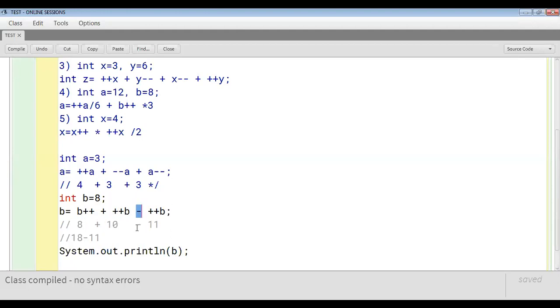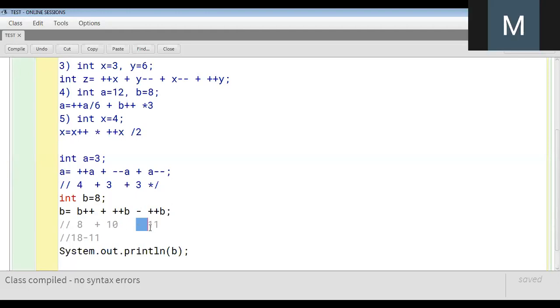And then minus. So minus sign as it is. And plus plus b, so 10 will become 11. So it becomes 8 plus 10 minus 11, which is 8 plus 10, 18. 18 minus 11 is 7. All of you, is it very clear? Please type yes in the chat box.